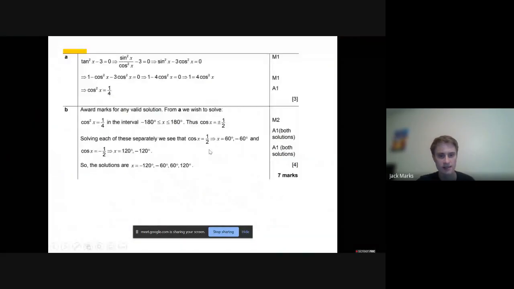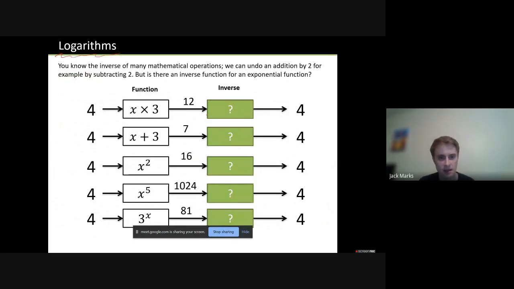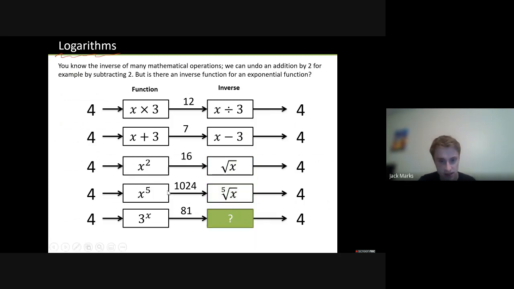Right, let's take a look at section 14D, which introduces logarithms. Okay, so logarithms can be thought of as an inverse operation. So what do I mean by that? Well, what's the opposite of multiplying by 3? It would be dividing by 3. Adding 3, take away. Square, square root. To the power of 5, to the 5th root. These are all inverses. So they take you from your output back to your input each time.